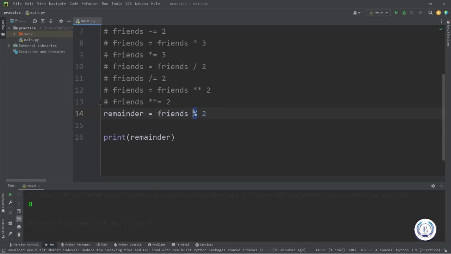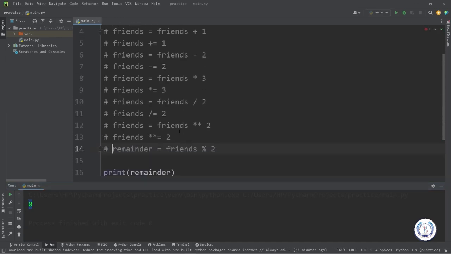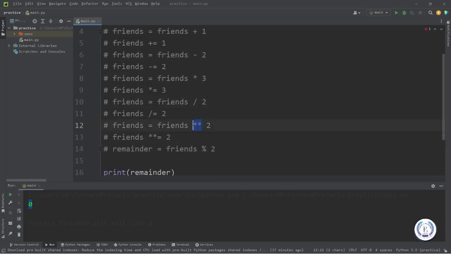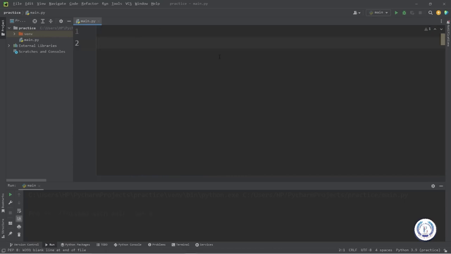It's fairly popular to use this operator to find if a number is even or odd, because it will divide by 2 evenly if that number is even. If the remainder is 1, that means that the original number is odd. Okay, so yeah, those are some basic arithmetic operators. Addition, subtraction, multiplication, division, exponentiation, then modulus. Now what we're going to do is cover some built-in math-related functions.